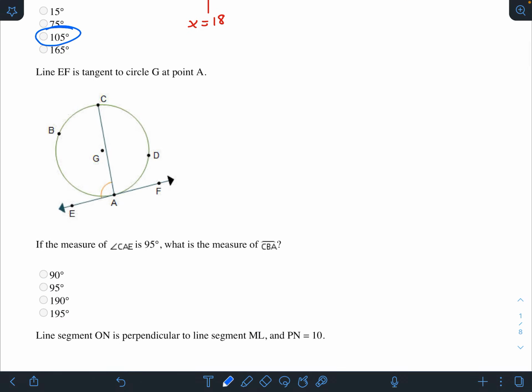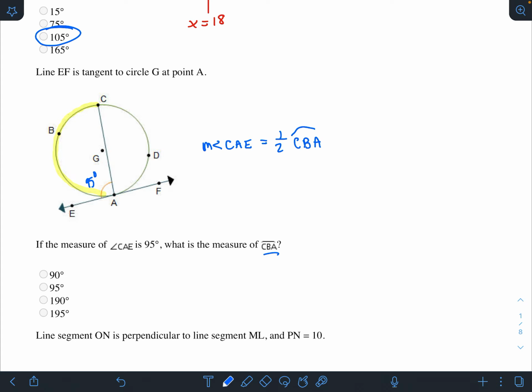Okay, this next one says line EF is tangent to circle G at point A. If the measure of angle CAE is 95 degrees, what is the measure of arc CBA? Okay, this one works a lot like inscribed angles that we talked about. I know that the measure of angle CAE is going to be 1/2 of the measure of the intercepted arc. So the intercepted arc here is arc CBA.